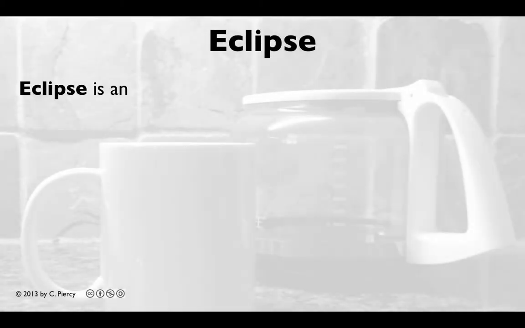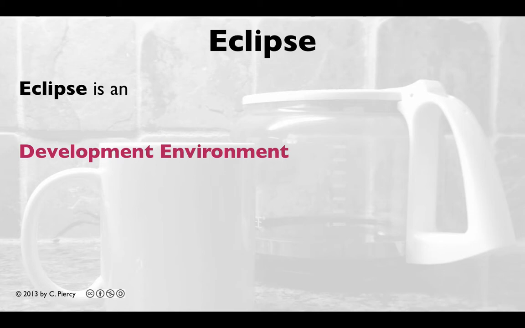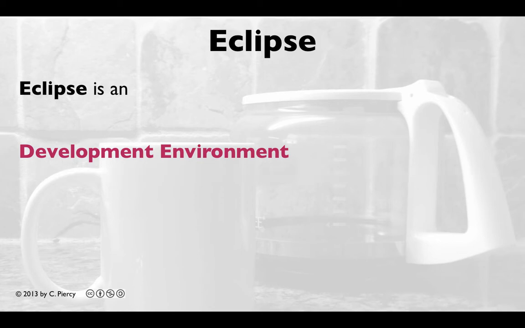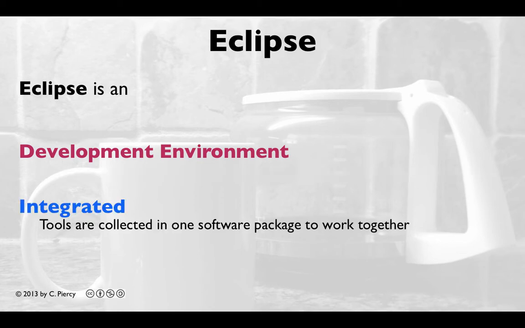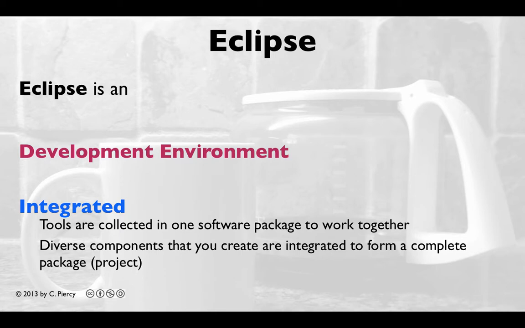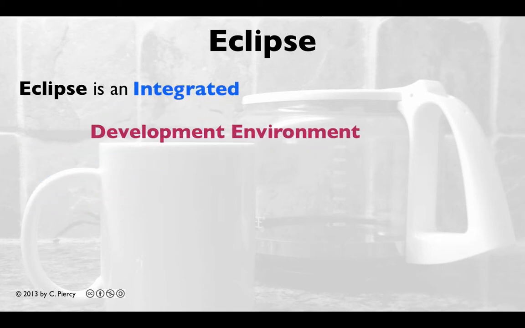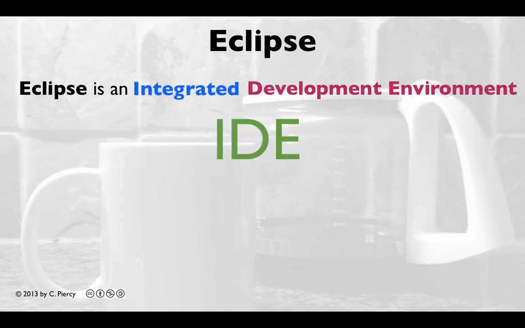So you may be asking, what is Eclipse? Eclipse is a development environment. This means that it's a software application with lots of tools that you can use to create stuff. Eclipse is integrated. This means that all the tools provided by Eclipse are collected in one software package to work together. You can also think of integrated as the diverse components that you create being integrated or collected to form a complete package or project. So, Eclipse is an integrated development environment, also known as an IDE. Let's have a look at how we might get Eclipse and install it.